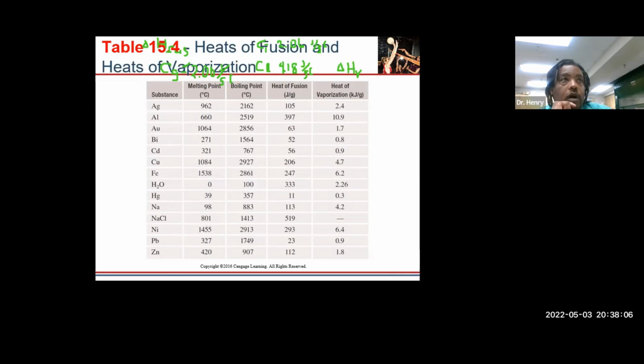Okay, heat of vaporization of water and the heat of fusion. So that's 3 joules per gram, and this is 2.26 kilojoules per gram. Okay, so now we could go back to our problem.